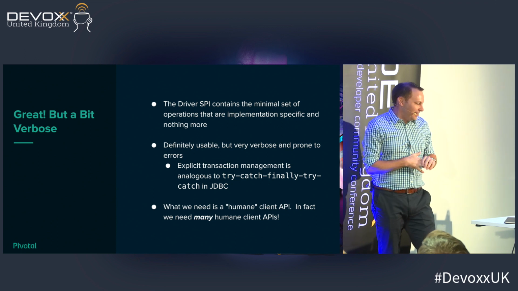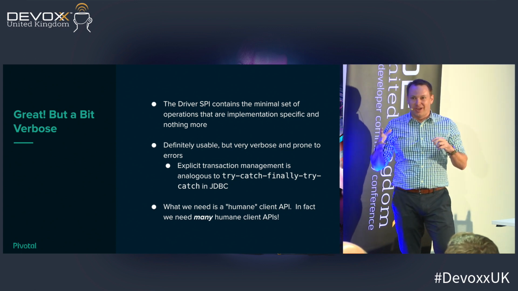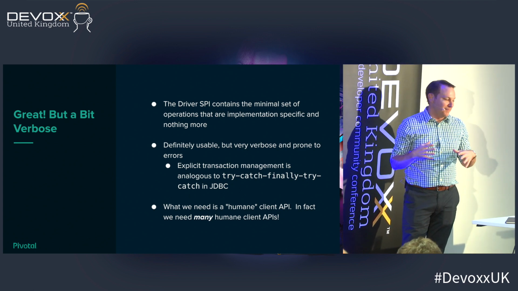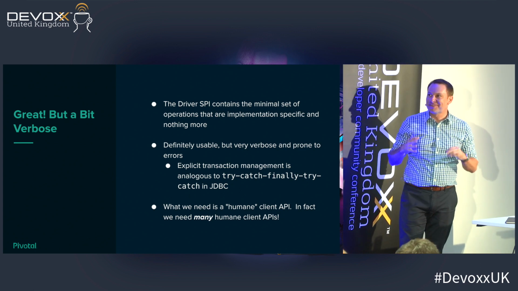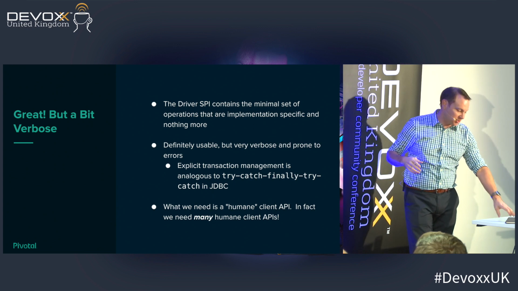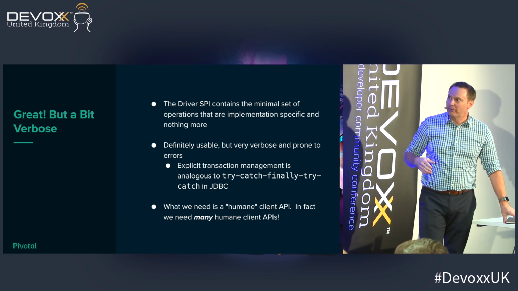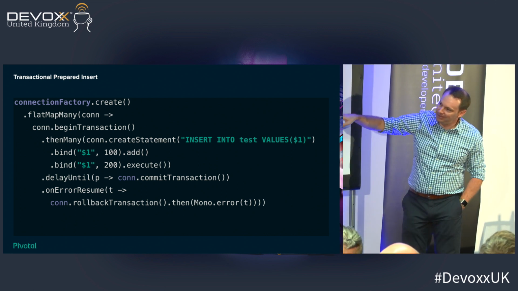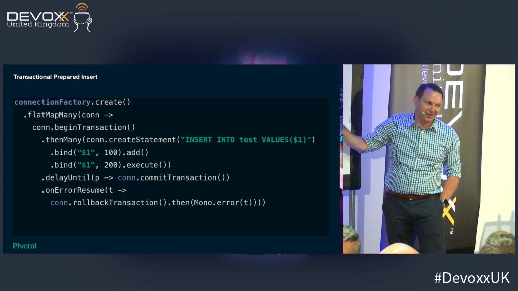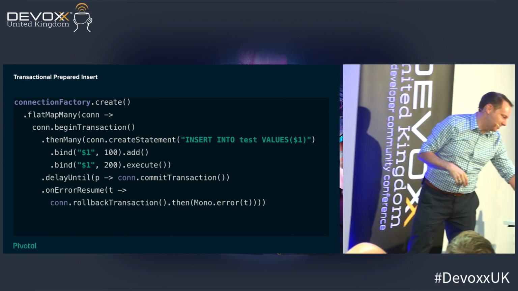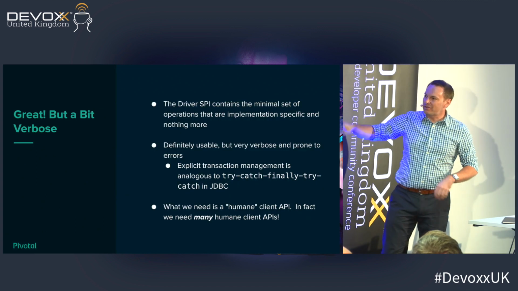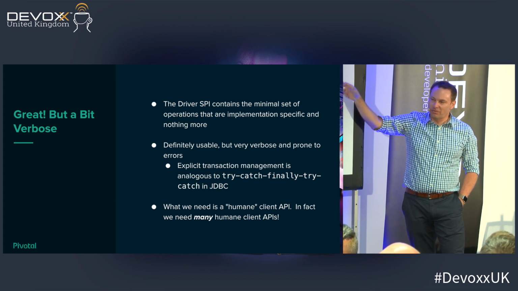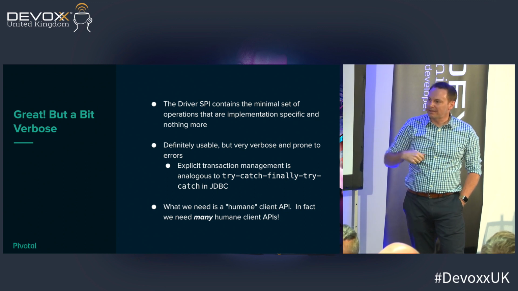So, remember, one of our design principles was this idea that the driver SPI contains the minimal set of operations that are implementation specific and nothing more. Especially for those of you who are old enough to remember doing this, this is basically try, catch, finally, try, catch right here, if you remember that from how JDBC is supposed to work. This looks very much like that pattern because the pattern's correct. But no one actually writes this anymore because there's always been a client that takes care of it.